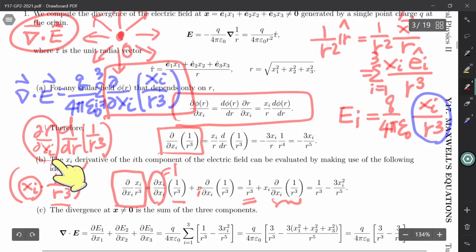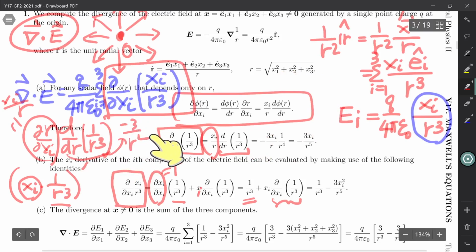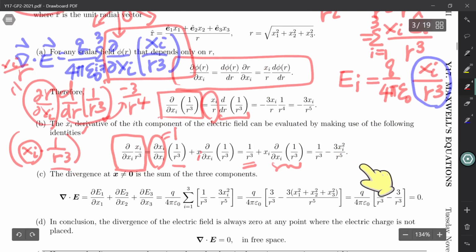So this one is xi over r. And the next one is minus 3 over r to the fourth power. So 3 xi, we have a minus sign, 1 over r to the fourth power. If you combine these two exponents, then we get the fifth power. As a result, the first term is 1 over r cubed, and the second term has a minus sign and an additional factor of xi, which is multiplied with this xi to make xi squared.